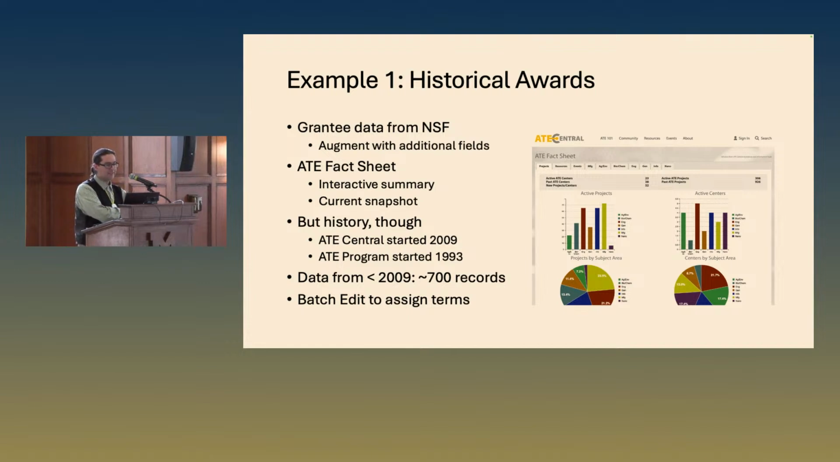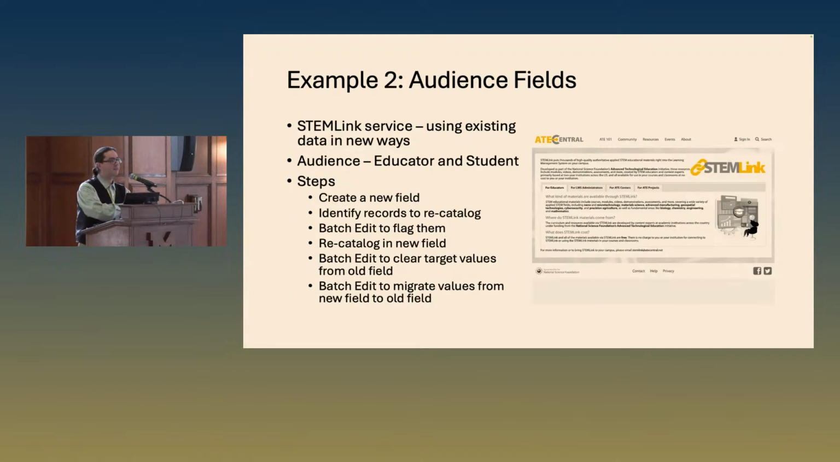In order to get that to happen, we need to import the roughly 700 records that started from before we did. We don't want to catalog those manually if we can avoid it. We've identified a number of terms in the descriptions that are indicative of certain subject vocabularies we want applied, and we use our batch edit plugin to apply them so that we don't have to manually catalog all 700 of these records.